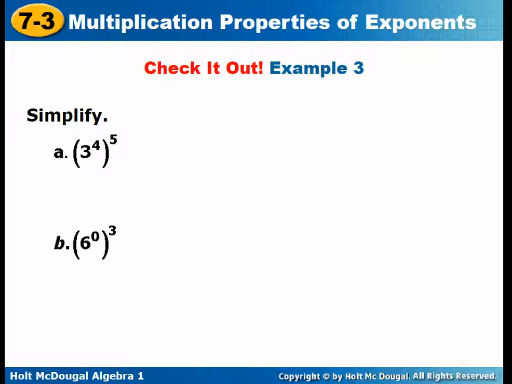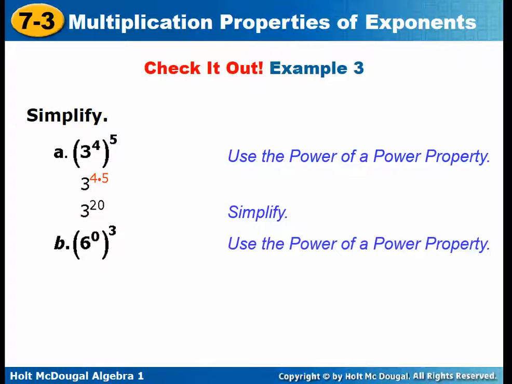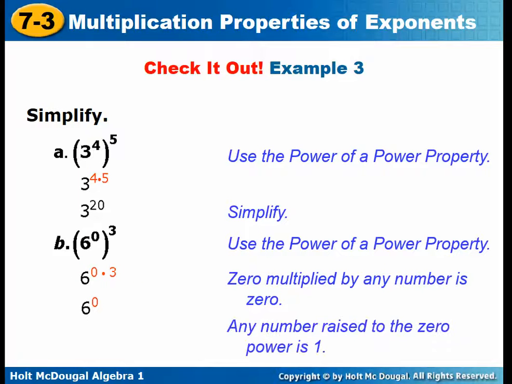These are some for you to practice, so pause the video and then come back and start it again and check and see if you got the right answers. So for A, you should have got 3 to the 20th. For B, you should have got 1, because 0 times 3 is 0, and anything to the 0 power is 1.